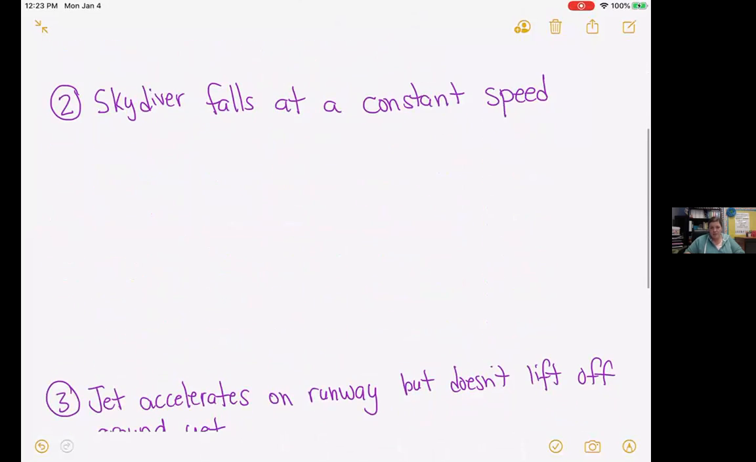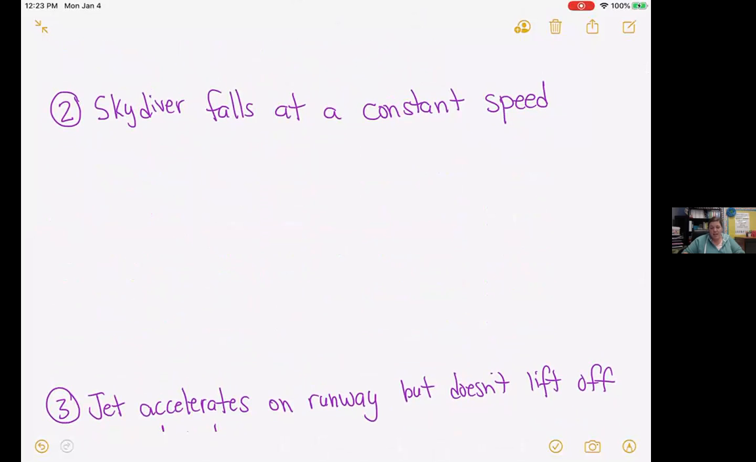The second one that I want to look at real quick says a skydiver is falling at a constant speed from the sky. So remember, the first thing we're going to do is draw our representation of that skydiver right there, our box. And we know that gravity is pulling that skydiver down, so we label that F-grav.